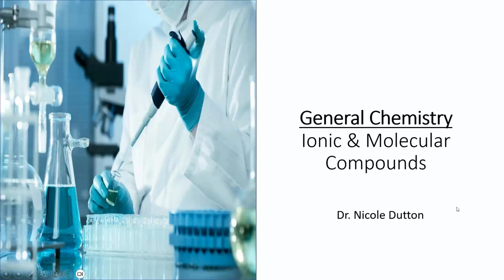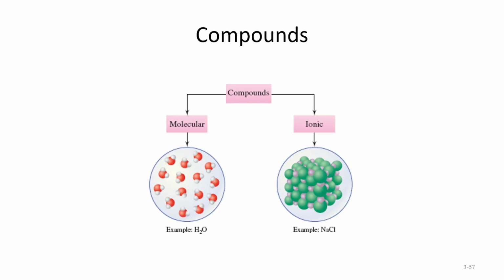Ionic and molecular compounds. So there's two different types of compounds that exist in nature. We have ionic compounds and molecular compounds. Molecular compounds are when two or more nonmetals bond together. Molecular compounds form very strong bonds known as covalent bonds.